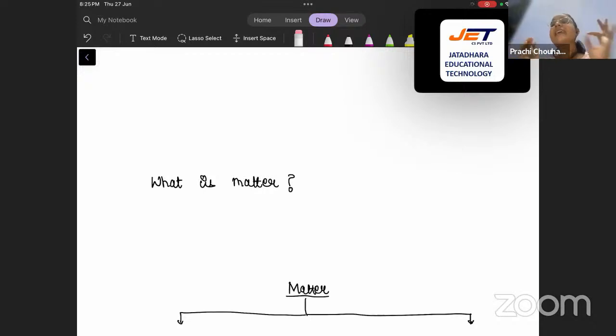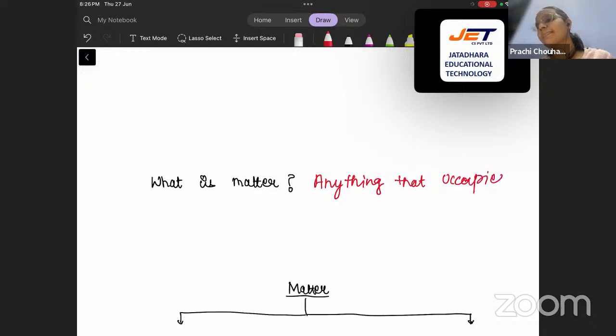So matter is anything that occupies space and has mass. Now, what are the examples of matter around us?